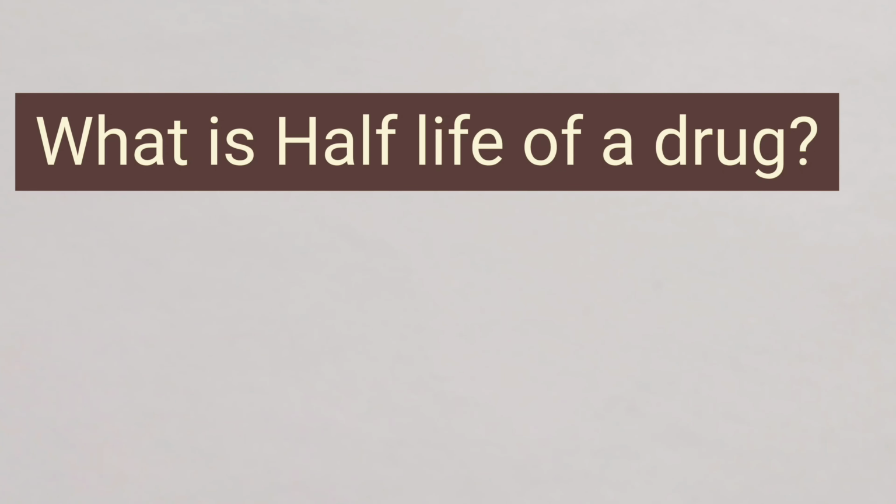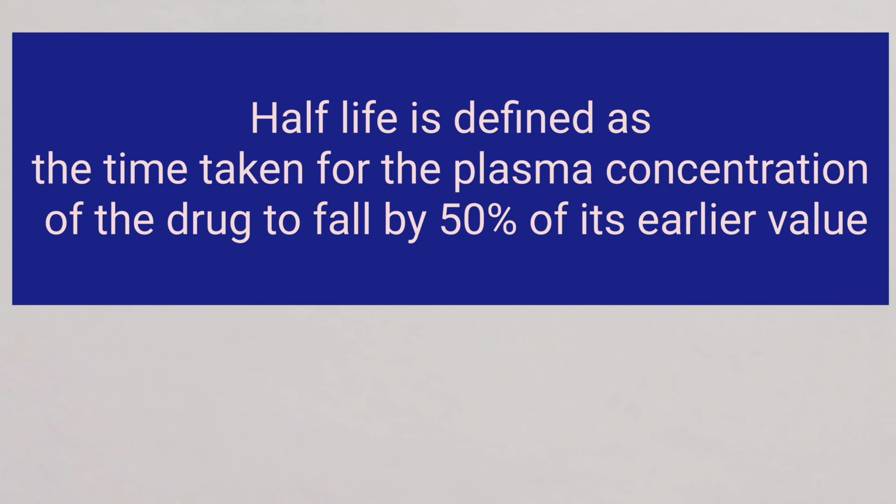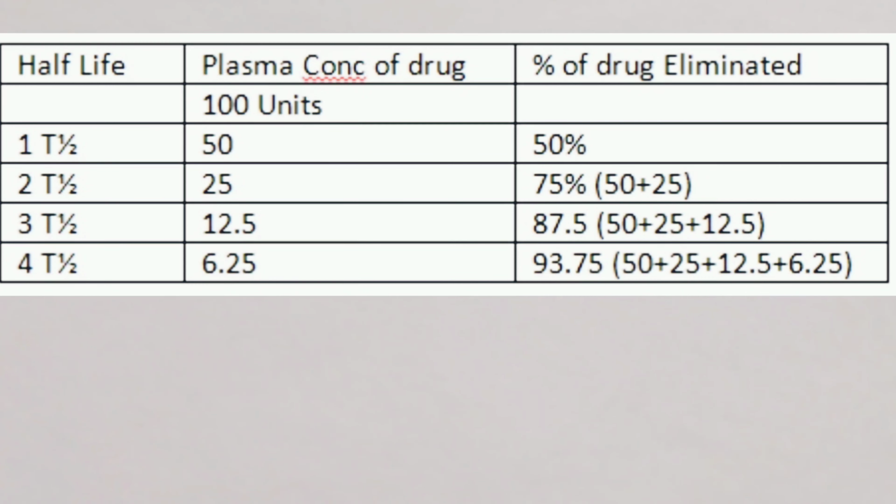Half-life of a drug can be defined as the time taken for the plasma concentration of the drug to fall by 50% of its earlier value. So in 1 t-half, 50% of the drug is eliminated. In 2 t-half, there is further reduction by 50%, so 75% of the drug is eliminated. In 3 t-halves, 87.5% of the drug is eliminated, and in 4 t-halves, 93.75% of the drug is eliminated from the body. So for complete elimination of drugs from the body, 4 to 5 t-halves are required.